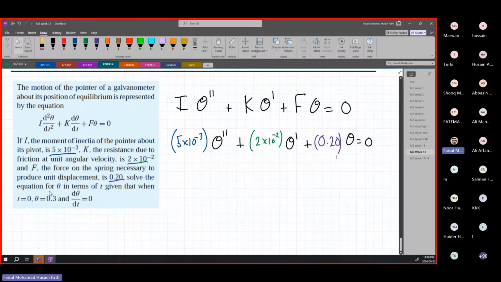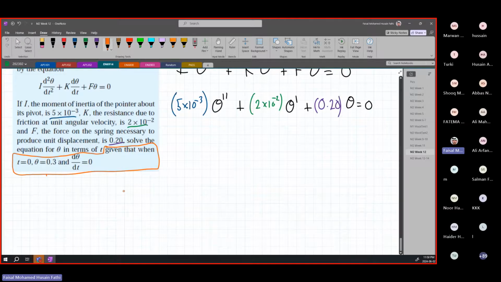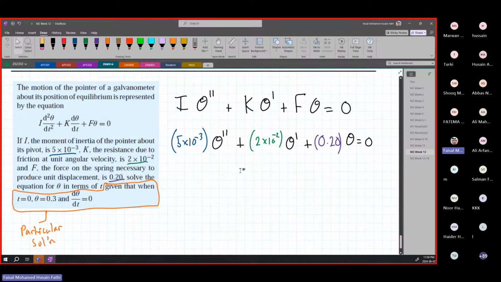Now solve the equation for theta in terms of t, given that, and we will look at this in a bit, given that when t equals 0, theta equals 0.2 and d theta, and so on. We will look at this in a bit. This is for solving for the particular solution, which I will talk about in a bit. But first, let us solve and get the general solution of this.